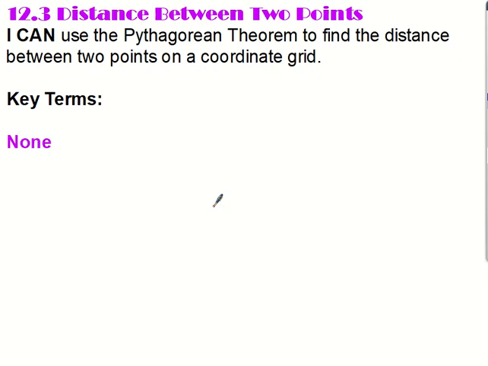Hola, mi clase! We're doing 12.3, last section of Module 12, distance between 2 points. So we're going to use the Pythagorean theorem to find the distance between 2 points on a coordinate grid.